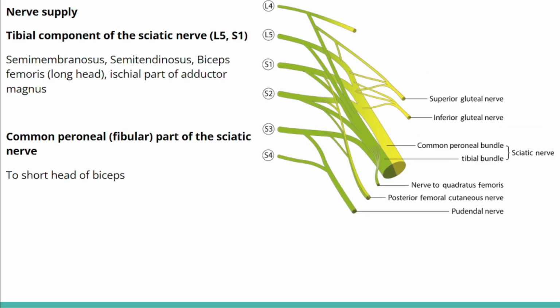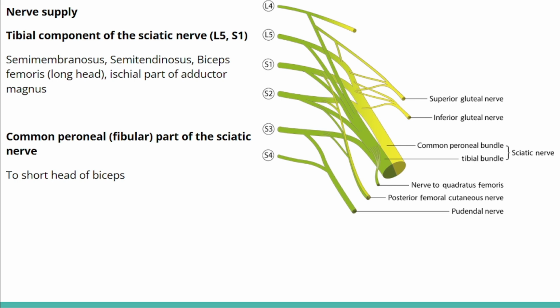Nerve supply. I have mentioned only the nerve supply to the semimembranosus in earlier slides. The semimembranosus, semitendinosus, and long head of biceps femoris are supplied by the tibial component of the sciatic nerve. To the short head of biceps, the nerve supply is from the common peroneal or fibular part of the sciatic nerve. I think now you have an overall idea about the posterior compartment of the thigh.